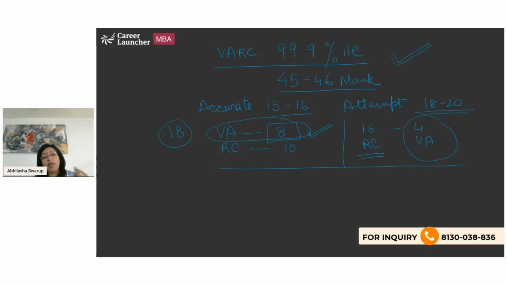Now, the concepts of para jumbles, which is how you arrange your sentences. Okay. What is a para jumble? A passage is given, it's all jumbled up, and you have to arrange the sentences in a logical order.